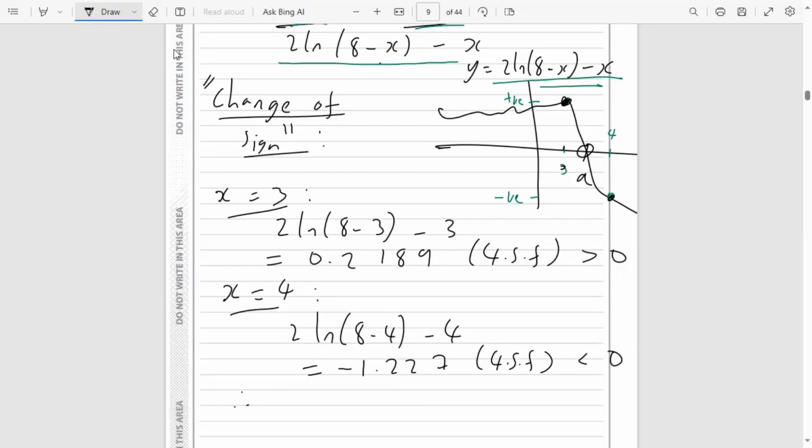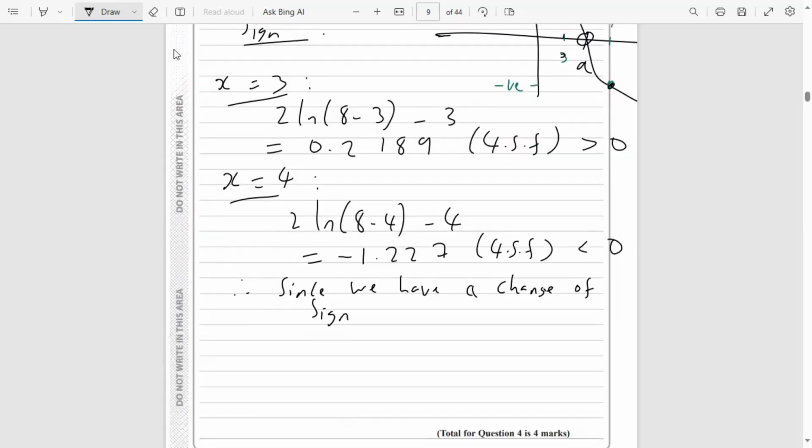So therefore, since we have a change of sign between x equals 3 and x equals 4, and again, because it's only a 2-mark question, you don't need to go into this detail, but this curve y equals 2 ln of 8 minus x, take away x, is continuous. So this is a continuous curve. Again, you don't need to mention this.